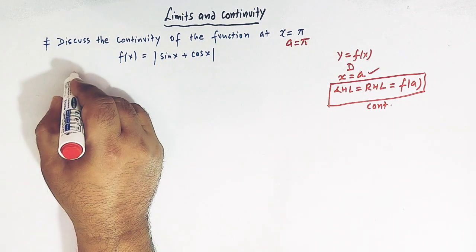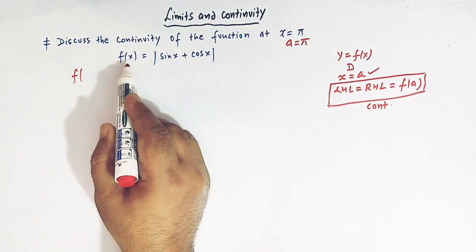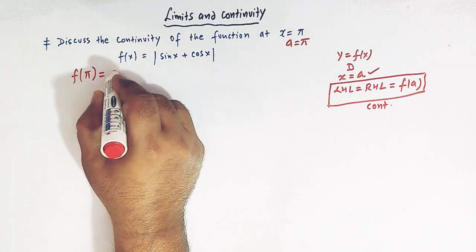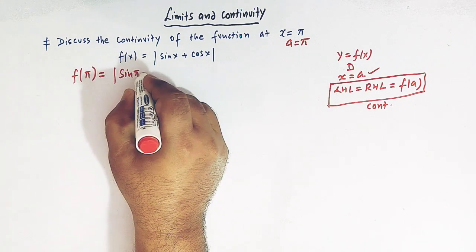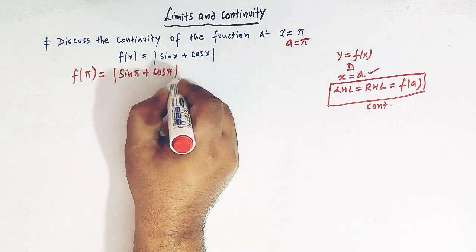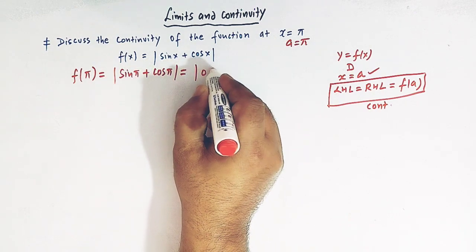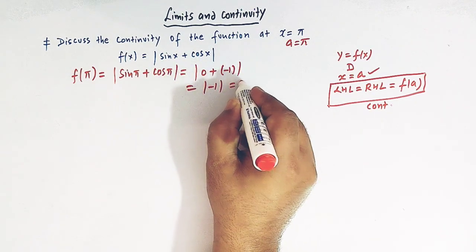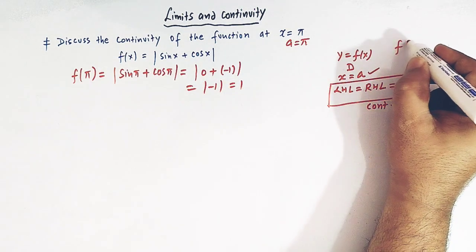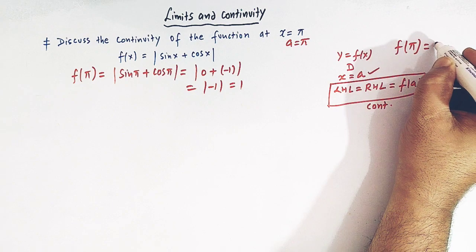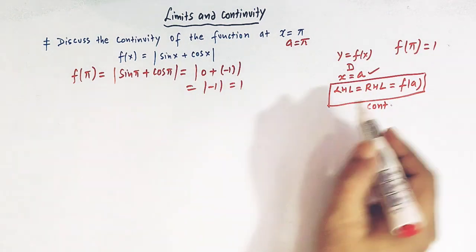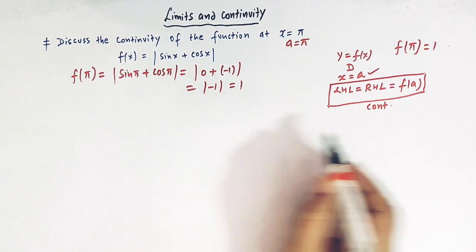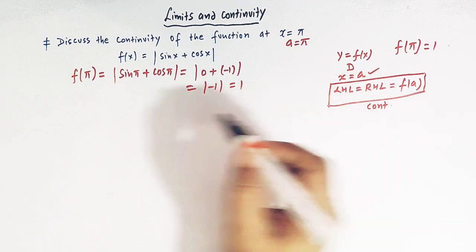So let us first find out the value of the function at this point pi. We have f of pi is equal to mod of sine pi plus cos of pi, and we know that sine pi is 0, cosine pi is minus 1, so we have mod of minus 1, that is equal to 1. So f of pi is equal to 1. Now let us find out the right hand limit and left hand limit.